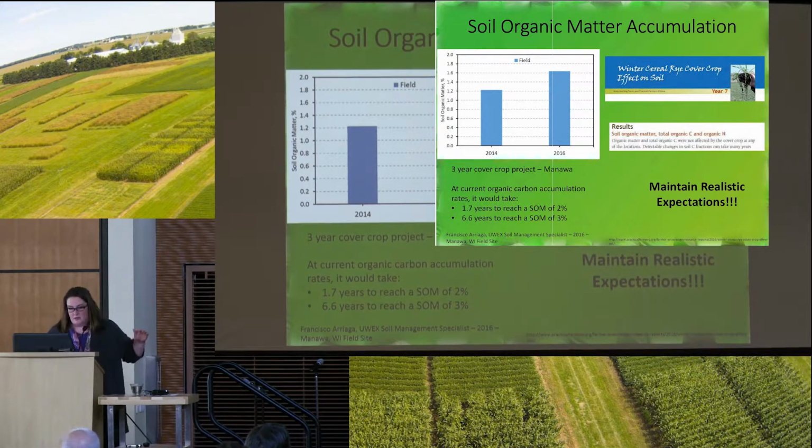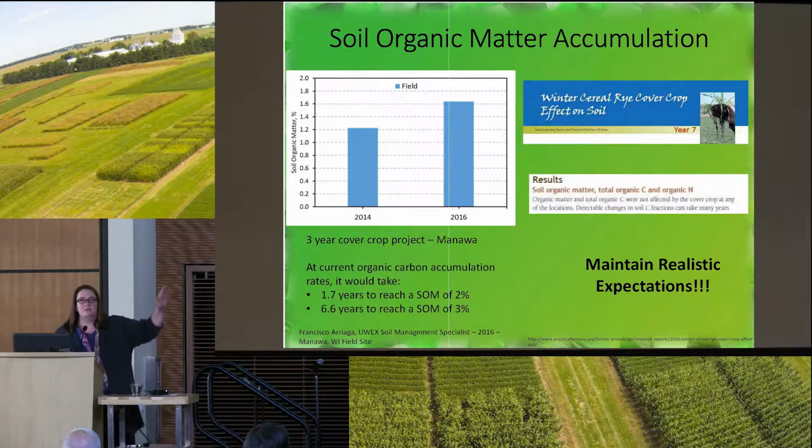Okay? Francisco estimates in 1.7 years, we will reach 2% organic matter. We will have almost doubled. In 6.6 years, if we follow this huge if, we follow the same trend line, we may bring it up to 3. But we also need to be realistic.